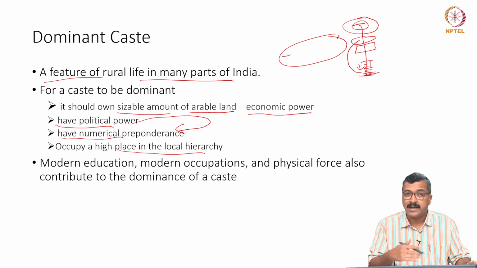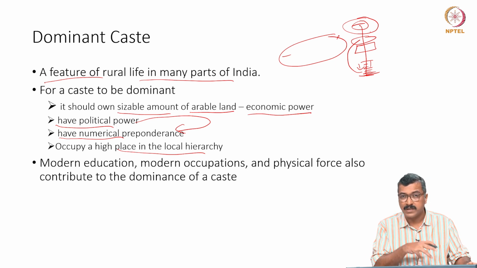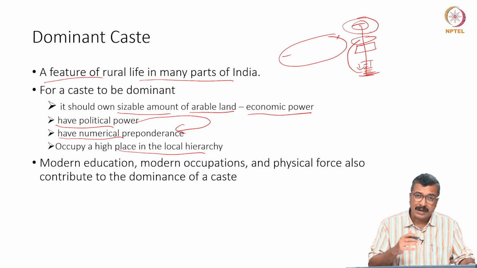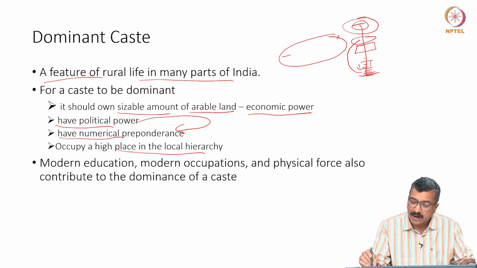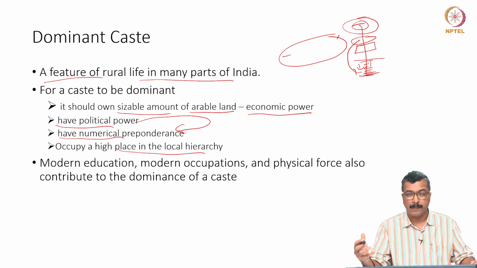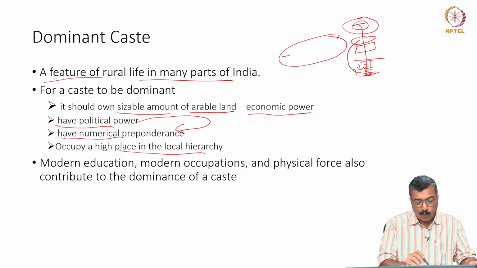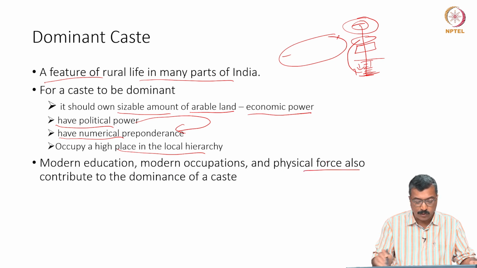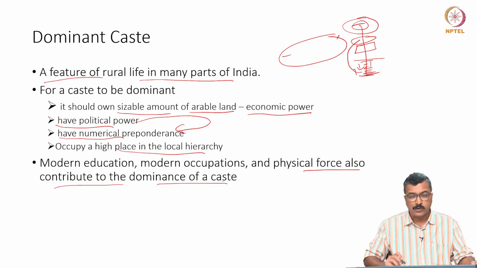In Andhra, there are Reddis and Kammas, and in Tamil Nadu there are different groups. All of them are never considered to be untouchable castes. They are maybe the present day OBCs or upper castes who belong just below the Brahmin caste. And modern education, modern occupation, and physical force also contribute to the dominance of a caste.